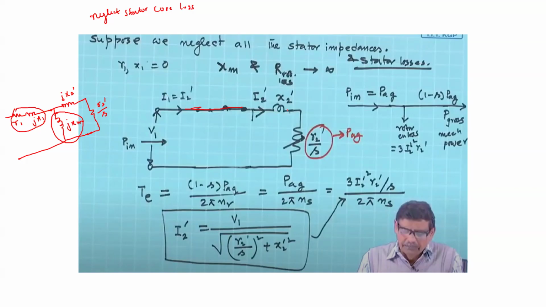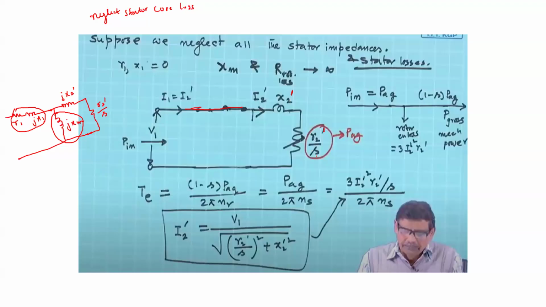If we neglect that, then we are left with a very simple circuit like this, which is only having the rotor parameters, which is referred to the stator side. How do we know it is referred to the stator side? Because this is dash. If it was only x2 and r2 by s, then we would have known this is in the rotor side itself, but we have referred it, that is why we have this dash, x2 dash and r2 dash by s.